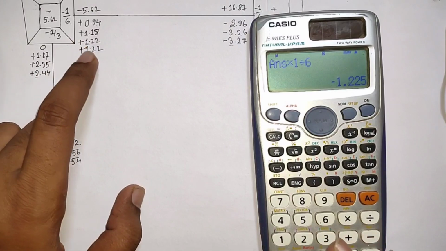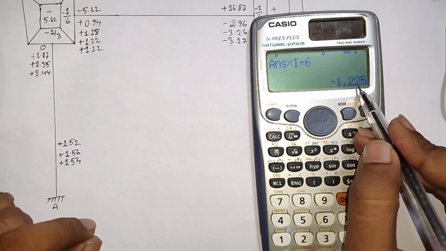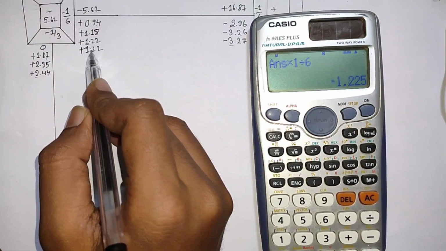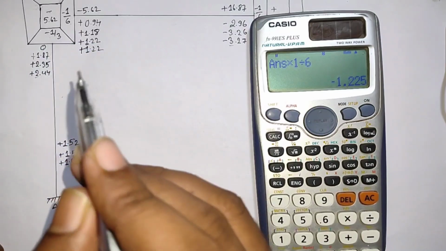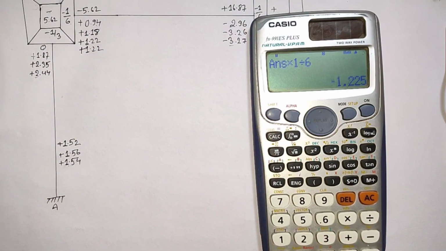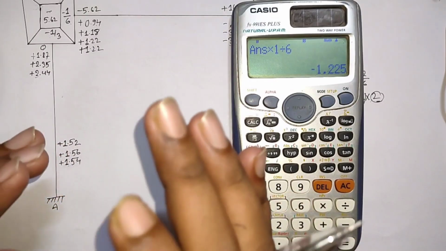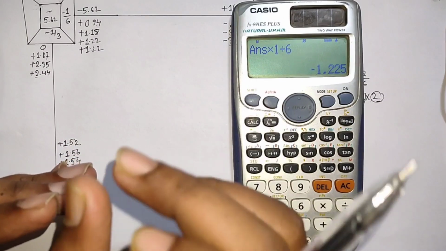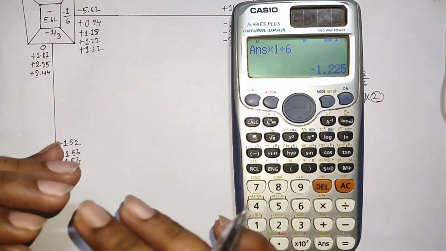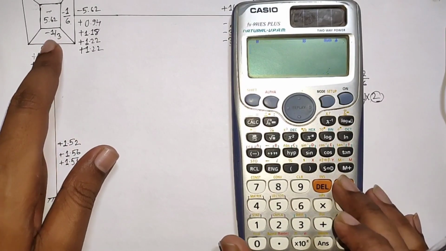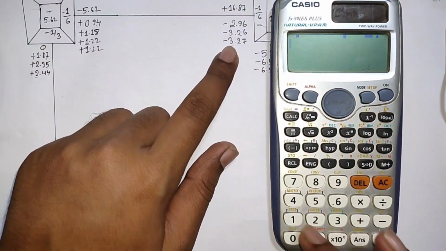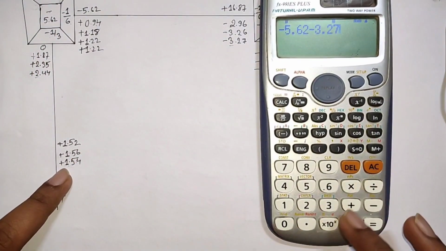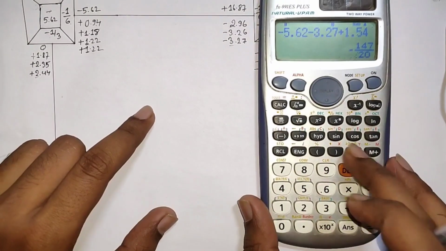We have got 1.225. So let us write it as positive 1.22. Now we have got 1.22. You can write it as 1.23 also, it will not matter, because there is not much difference. Between 1.22 and 1.23 there is a difference of 0.01, so it won't create any difference, and we have to proceed up to that point when the difference between the preceding and the succeeding value is very less, 0.01, 0.02, in this manner. So again, if we add minus 5.62 minus 3.27 plus 1.54, we have got 7.35.